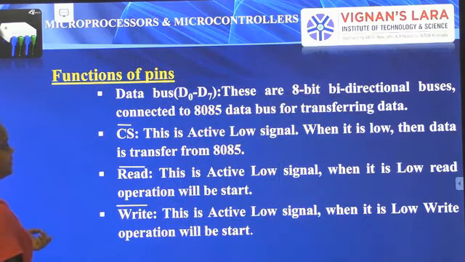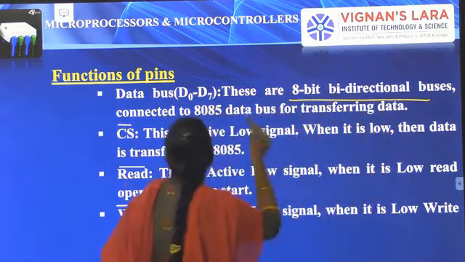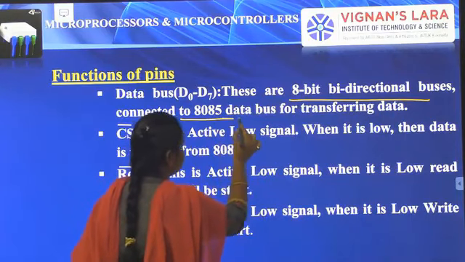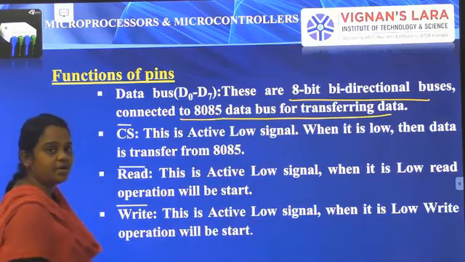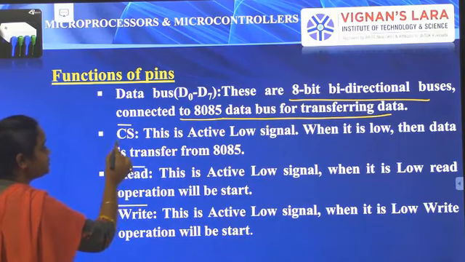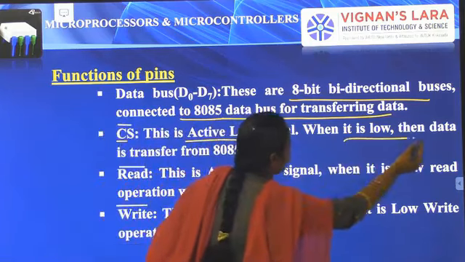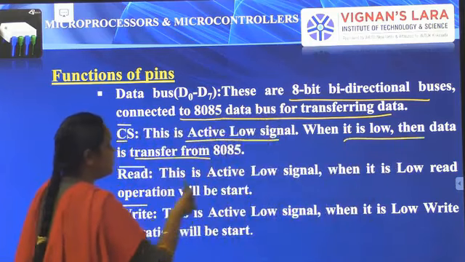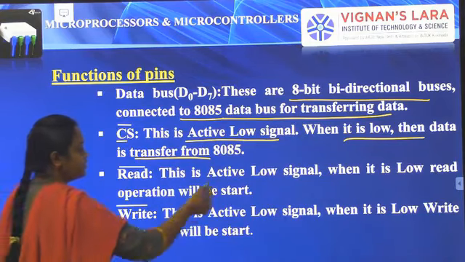Coming to the functions of these pins, there are D0 to D7. These pins are an 8-bit bidirectional bus connected to the 8086 data bus for transferring data. For transferring data, we have the D0 to D7 pins and the CS bar. This is an active low signal. When it is low, data is transferred from the 8086 or 8085.